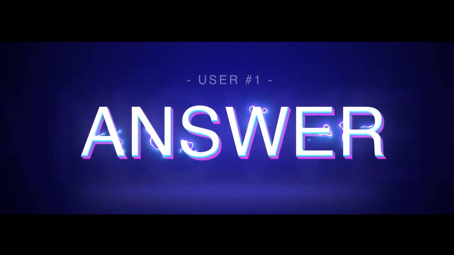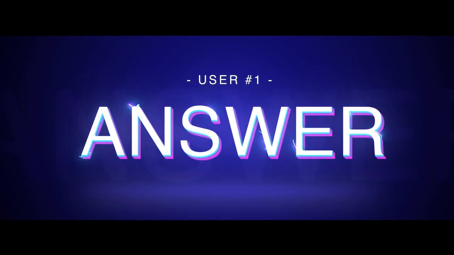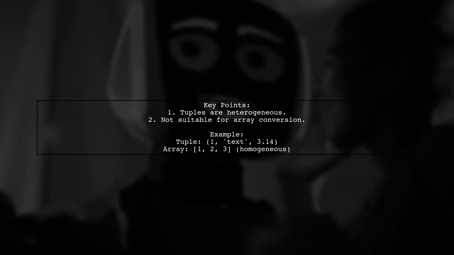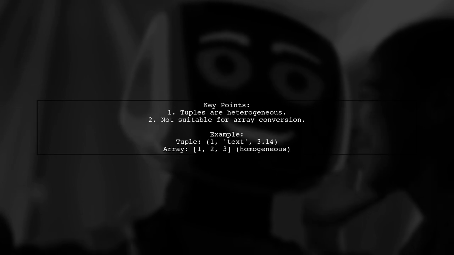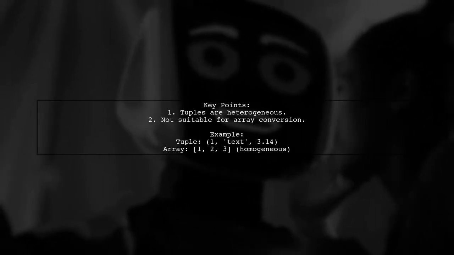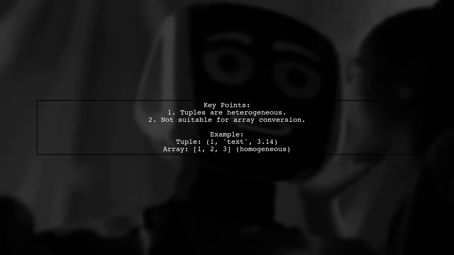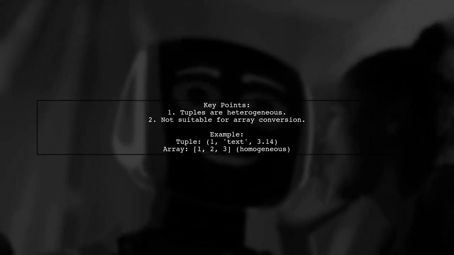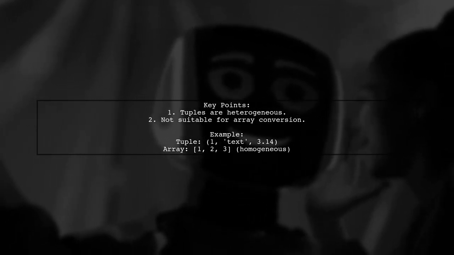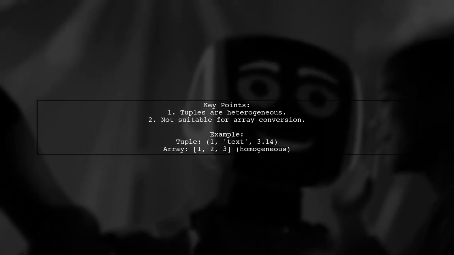Let's now look at a user-suggested answer. You can't directly create an array from a tuple because tuples are heterogeneous, meaning they can contain different types of elements. This makes them unsuitable for conversion to a homogeneous structure like an array. While you can't iterate over tuples directly, you could write a macro to iterate through a tuple of the same type. However, you'd still need to access each element individually.